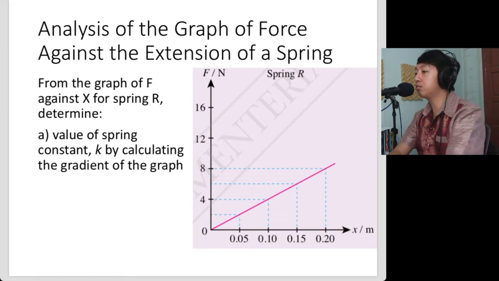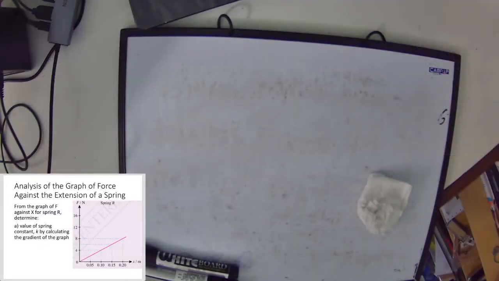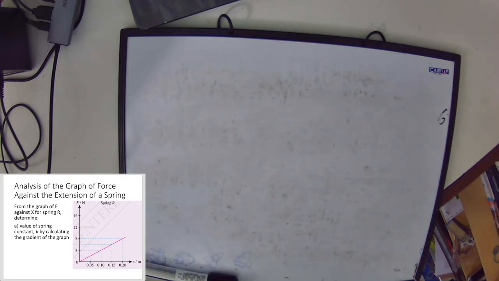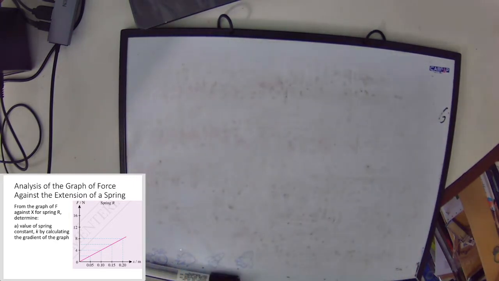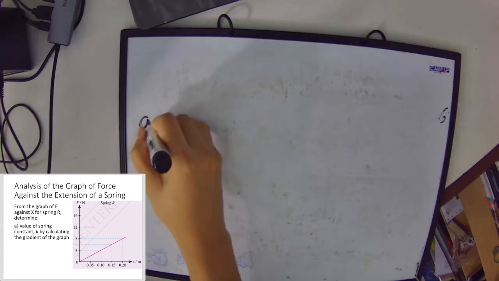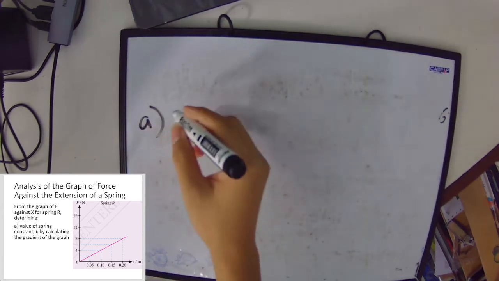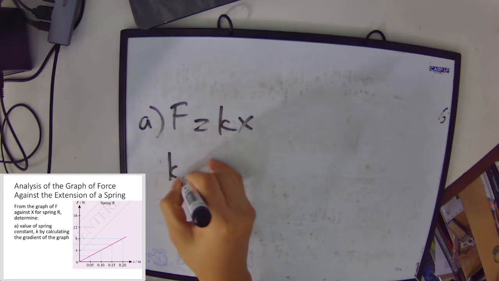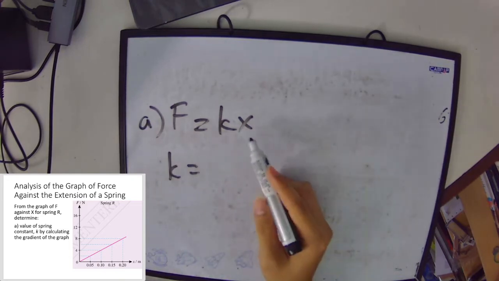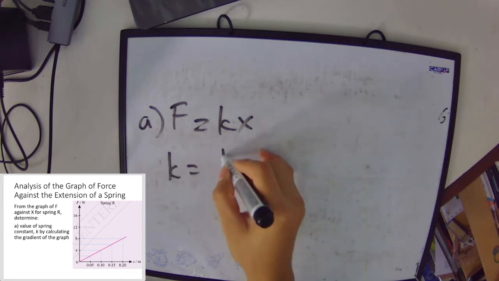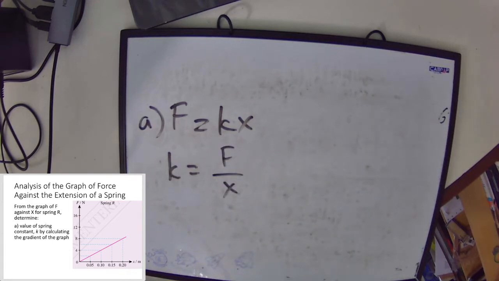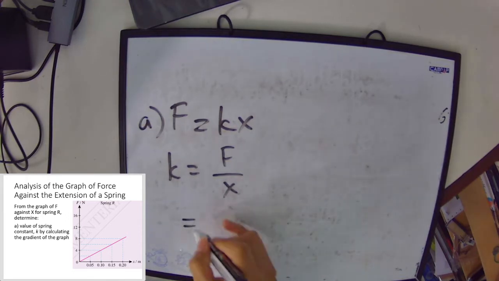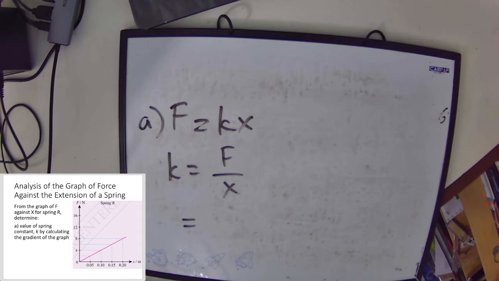Question A is to calculate the spring constant. Well, we know that force equals spring constant times extension. So we just rewrite the formula as spring constant K equals force divided by X. Right? And we can also use the same thing, calculate the gradient of the graph. So we can just take any point in this graph. I'm going to take the furthest point, the biggest point, the last point.